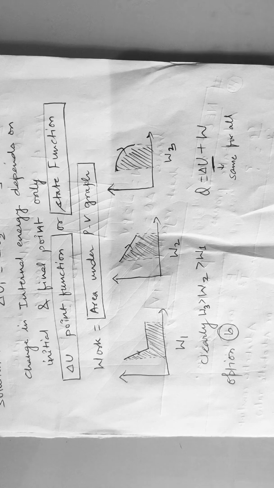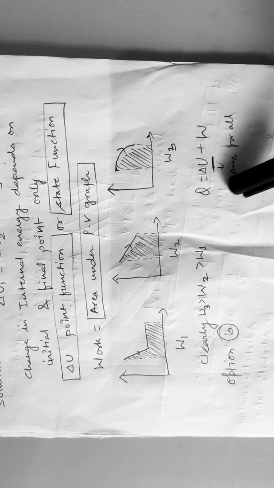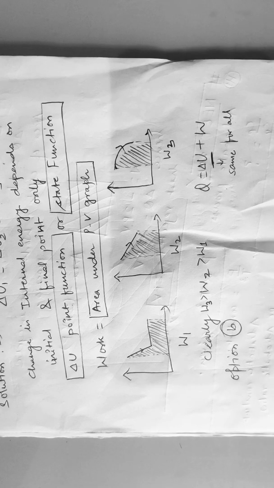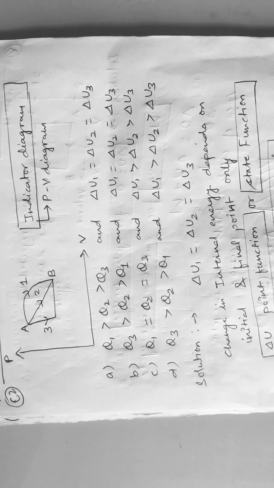Okay, now dear students, we can clearly say that Q is equal to U plus W. U is same for all. If W is greater, Q will be greater, right? So we can see for the third case, Q will be greater. Okay, now dear student, actually there is a small mistake here. Here I've written W1, but here when you look here, it is third. So try to understand this and you can consider the answer accordingly. So I hope you have understood the solution.